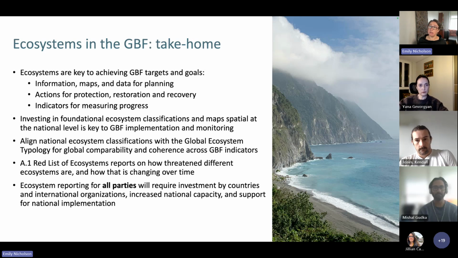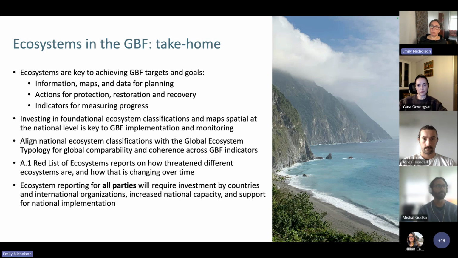So it's clear that investing in foundational ecosystem classification and maps at the national level is key to GBF implementation and monitoring, and that these need to be aligned to the global ecosystem typology to allow global comparability and coherence across the GBF and its indicators. The Red List of Ecosystems allows us to understand how threatened different ecosystems are and how that's changing over time. And this complements the suite of ecosystem indicators.